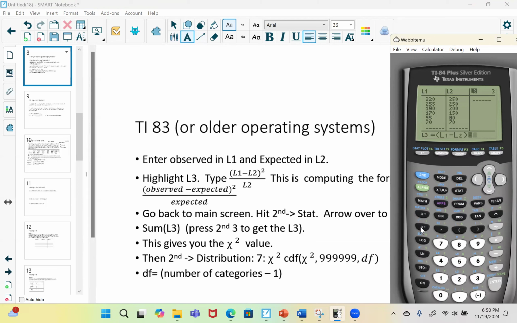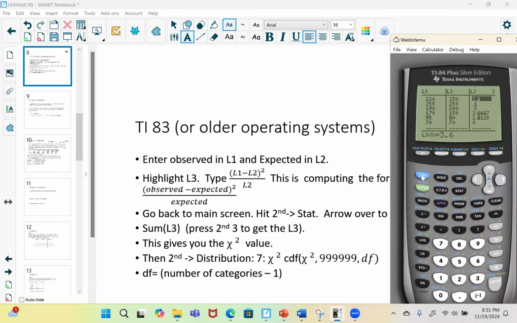Close parentheses, square it, and then we always divide by L2 because we're dividing by the expected. Hit enter, and it will fill in that value for each of these values, where it did like 220 minus 250. That's negative 30. It squared that, and then it divided by 250, and you got 3.6. And it does it for all of those values in our table.